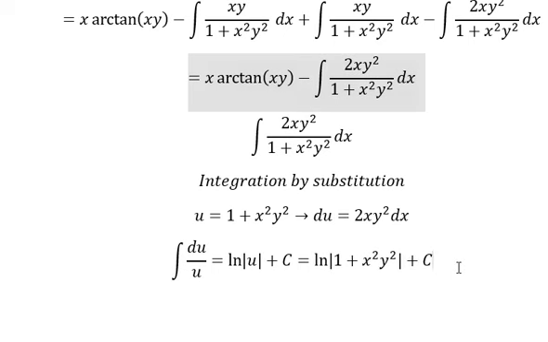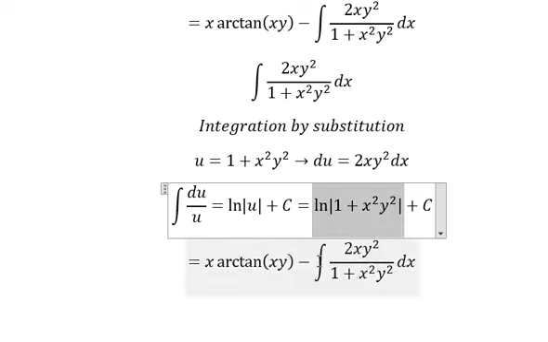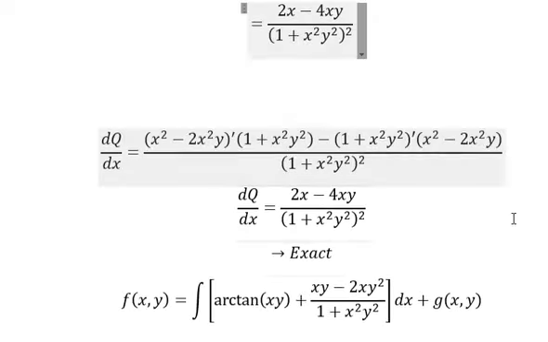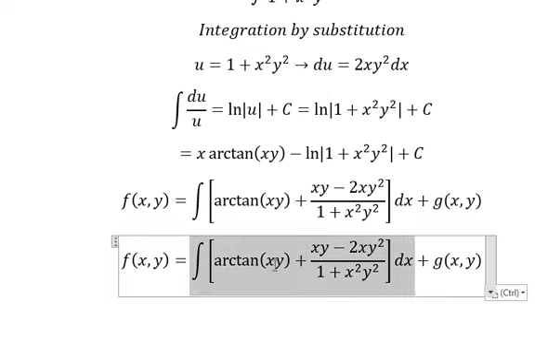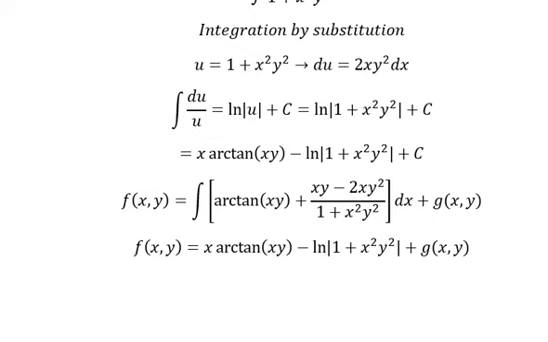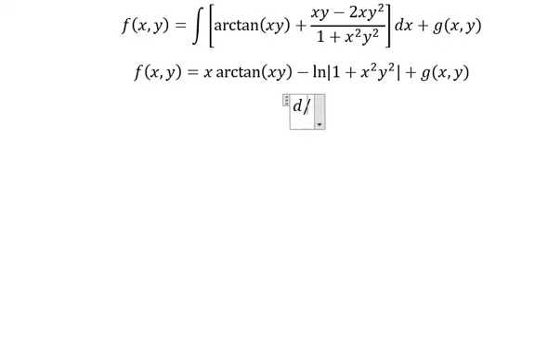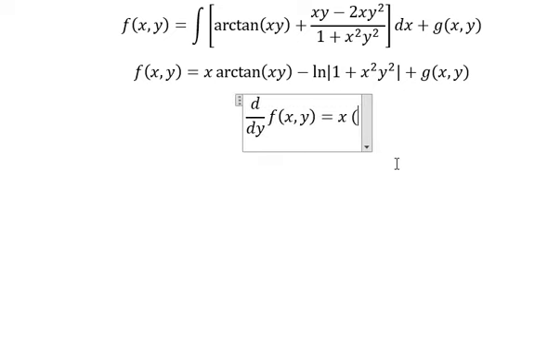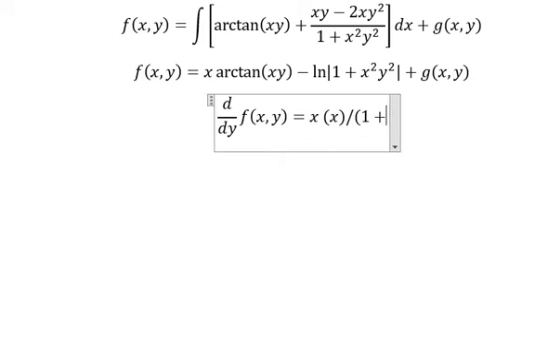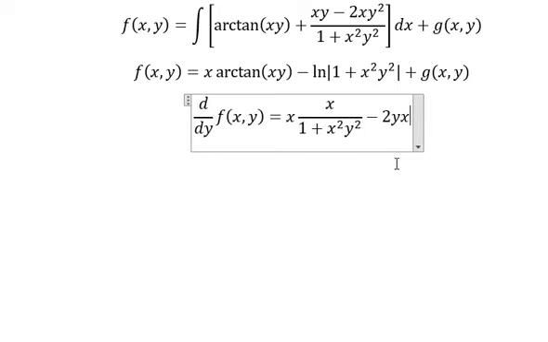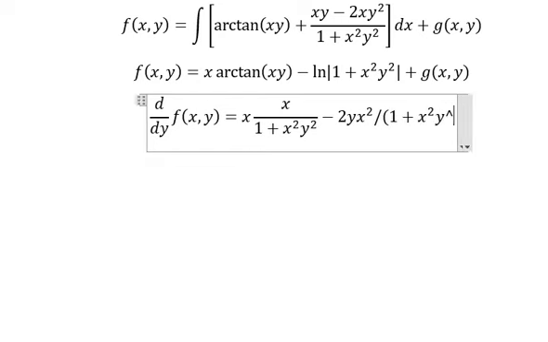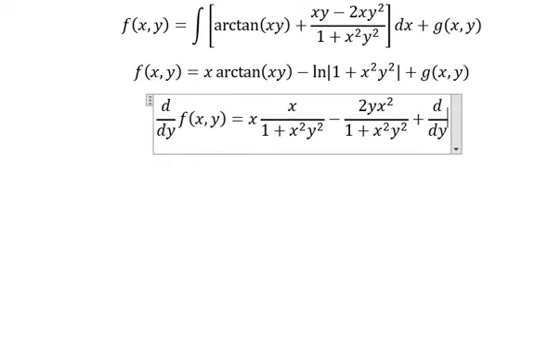Now we go back in here. So this one is this one. So we return back to this one. So this one is this one. Next, we need to do first the derivative of f with respect to y for both sides. So this one in here, we have x over 1 plus x squared y squared. And the second one, we have 2yx squared over 1 plus x squared y squared. And we have d over dy g of y.